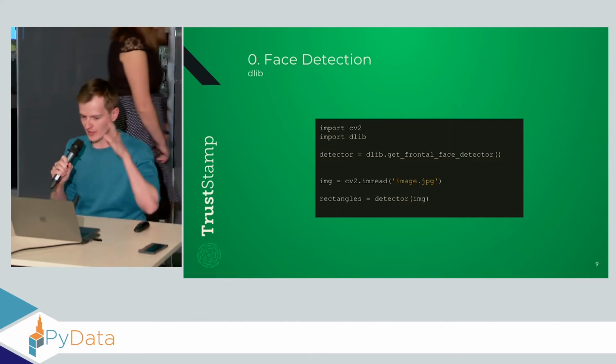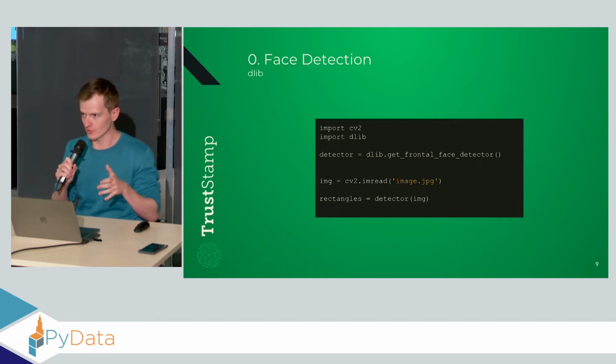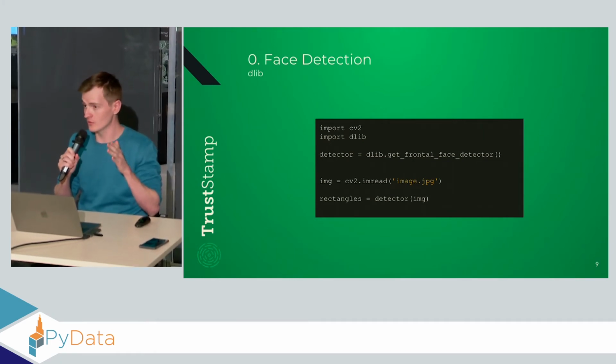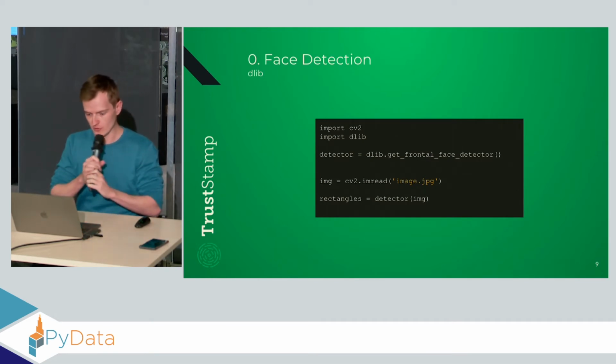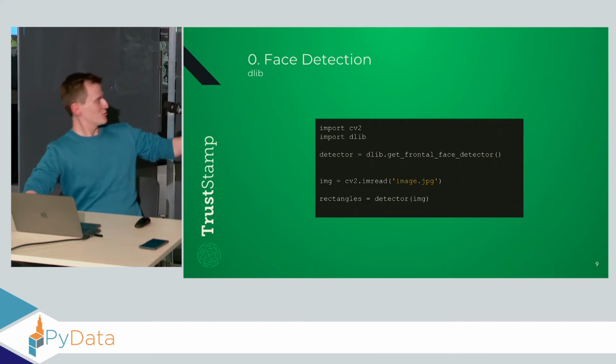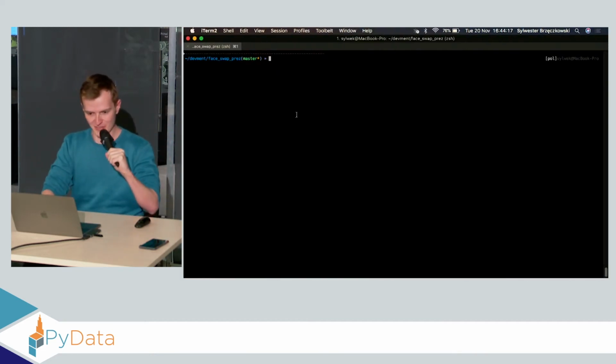So we load the image, and the return is rectangles. There might be no rectangles, one rectangle, or more rectangles, as many rectangles as there are faces in the picture. So this is how it works.